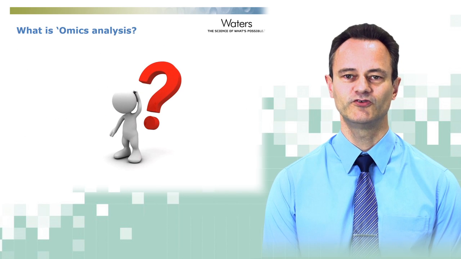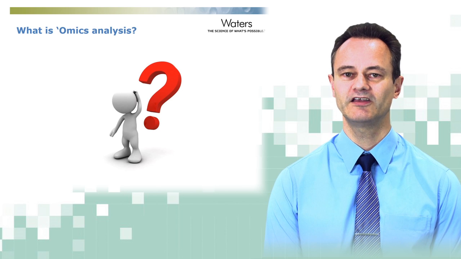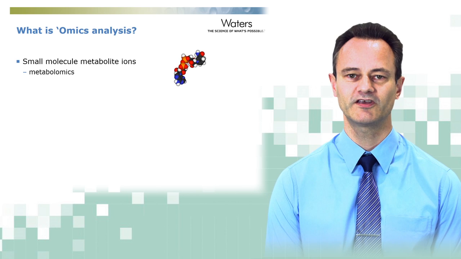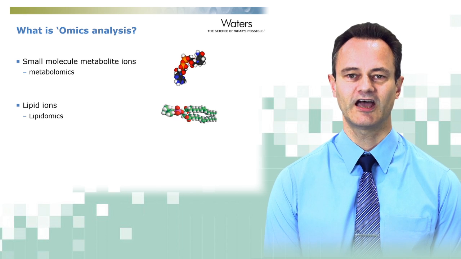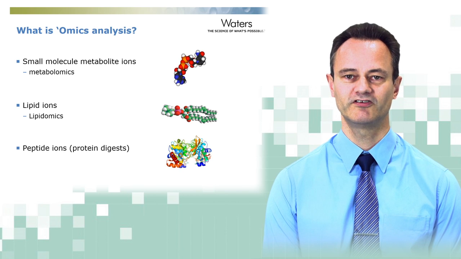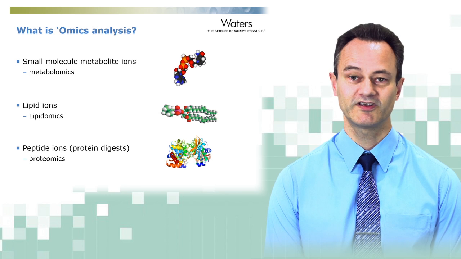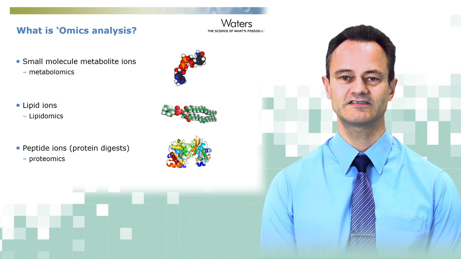Omics is a term used to describe many types of analysis, but the particular type of omics analysis I'll be talking about today can be applied to small molecule metabolite ions in metabolomics, lipid ions in lipidomics, and peptide ions from protein digests in proteomics. For simplicity today, I'll refer to all these types of analytes as ions.